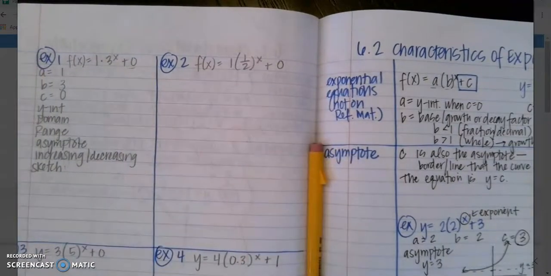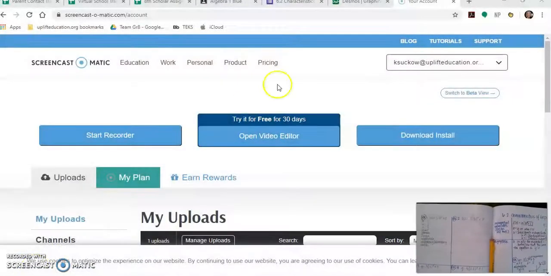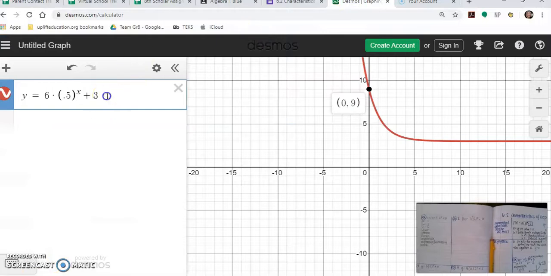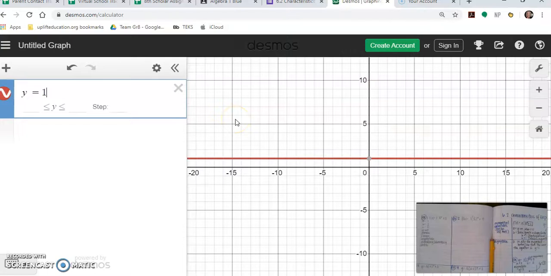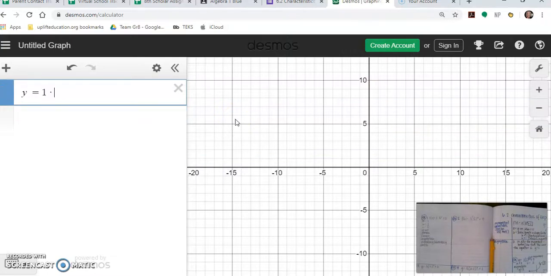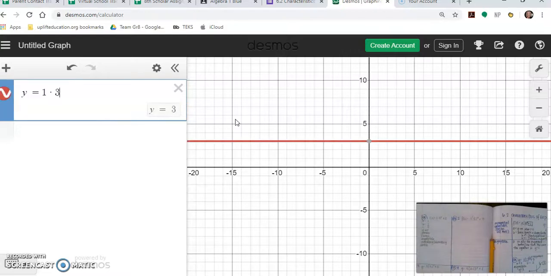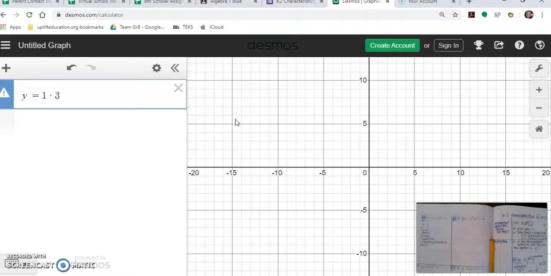To find my y-intercept, I'm going to have to graph it. I suggest you guys use Desmos. You're welcome to use your calculators, but I would suggest using Desmos, and I'm going to include that link as well. So 1, to get the times button, you push shift and the number 8, and that will give you the dot. 3 to the x is going to be shift and 6, because 6 has the caret above it, and then your x is going to go in the top, and to get the plus 0, you arrow over on your keyboard to the right, and that makes it type normally, and then plus 0.